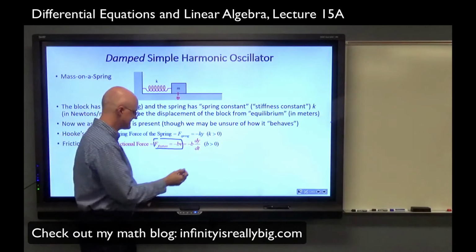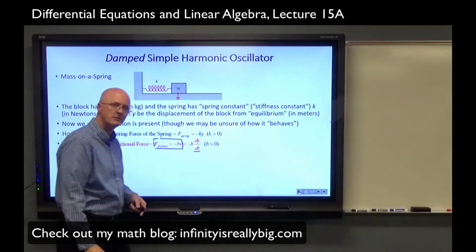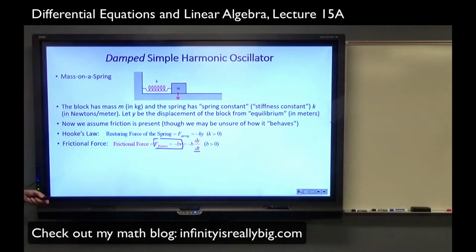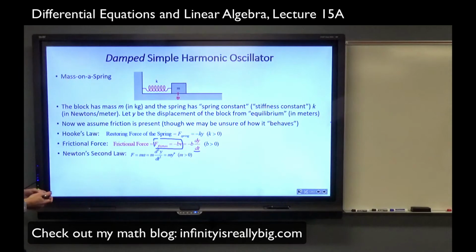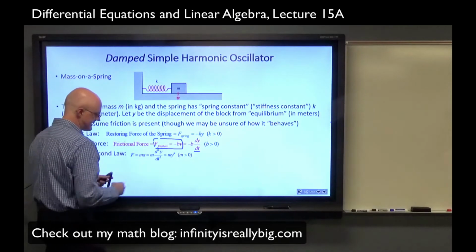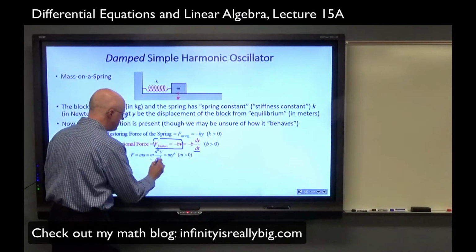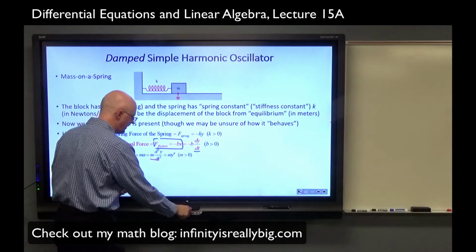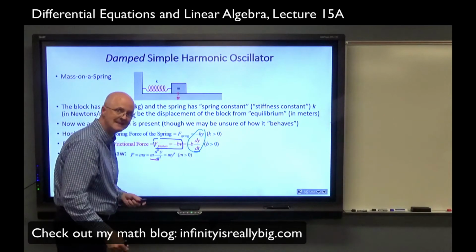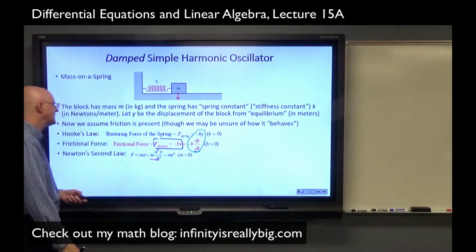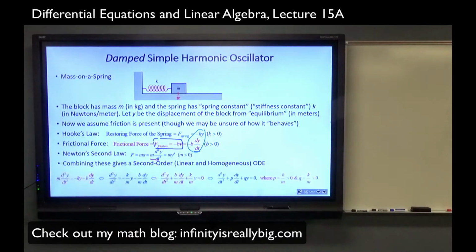The velocity is the same as the derivative of the position with respect to time, so we can write that as negative b times dy/dt. Okay? Newton's second law is F equals ma, which we can write this way. Now we combine these things. We set essentially this thing right here equal to the sum of these two things right here. Of course, they have minus signs in there, so you're going to see minus signs when you add them. Here we go.